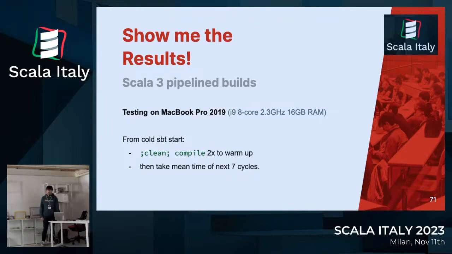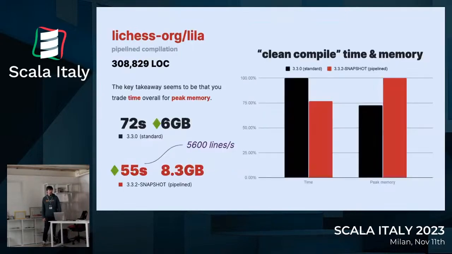Okay, so in June, on an earlier version of this pipelining, I did do some benchmarks on this computer, which is a 2019 MacBook Pro. Yeah, it only has 16 gigabytes of RAM, so that's sort of maybe a bottleneck in some cases. Okay, so I compiled Lichess. Lichess is this chess website. I don't know if you know about it, but it is running all with Scala 3.